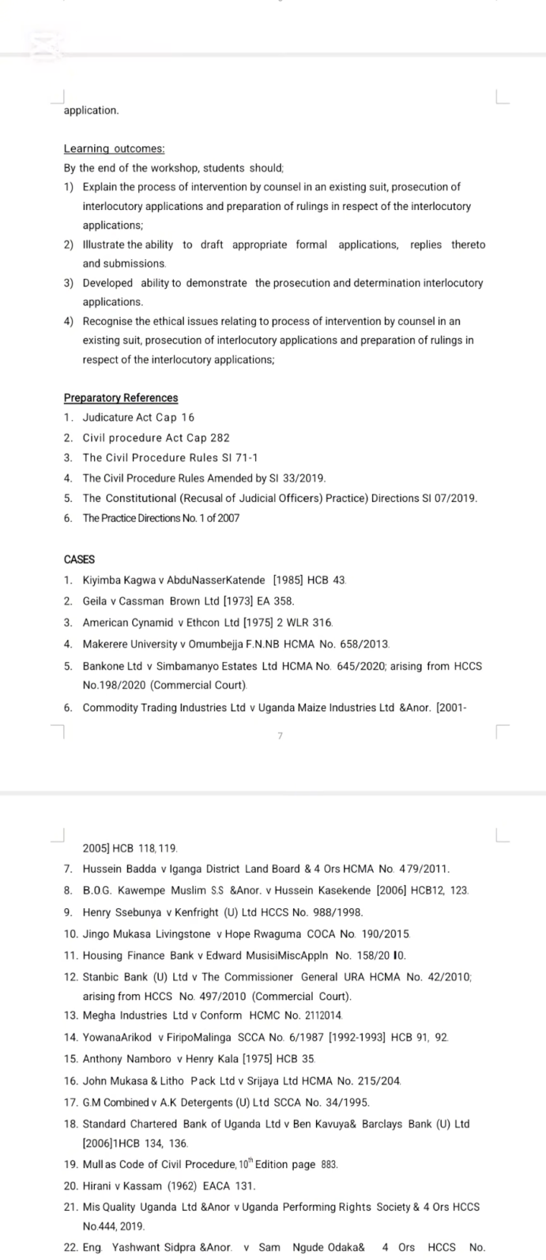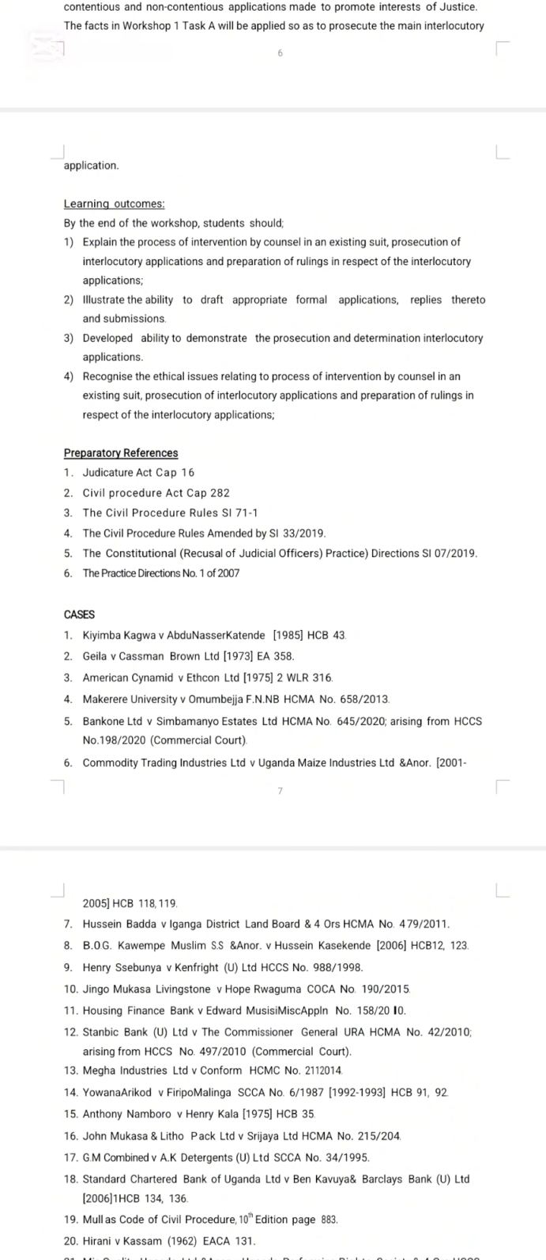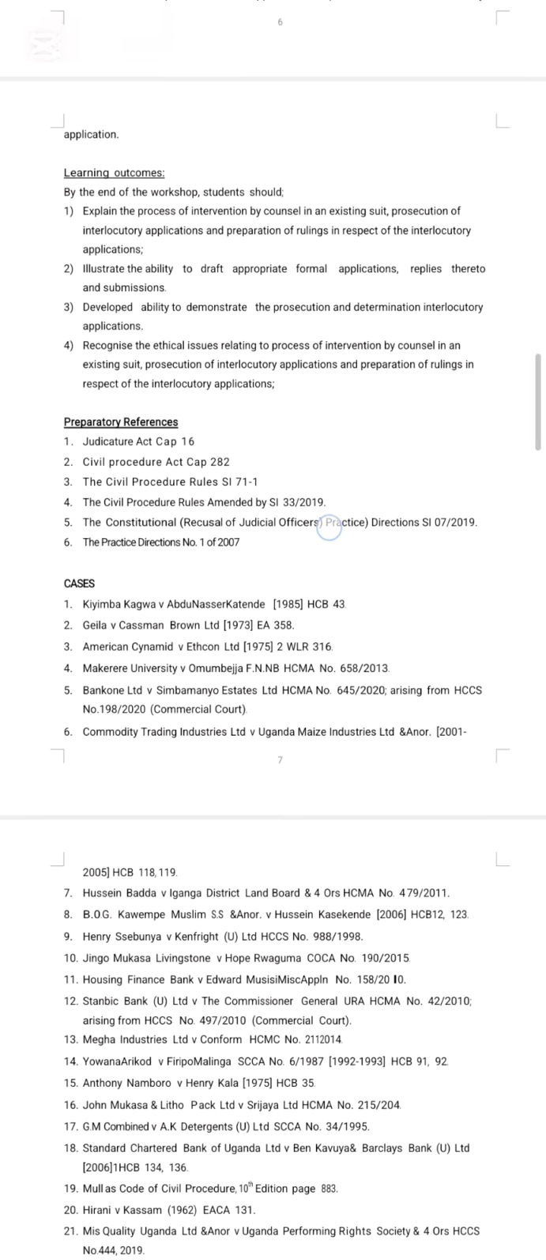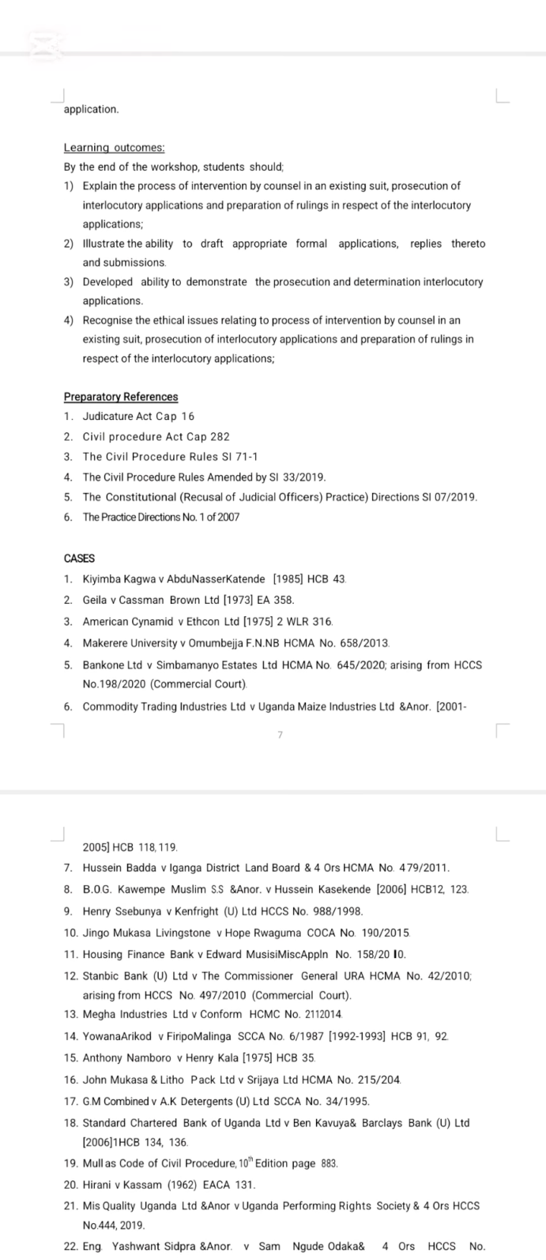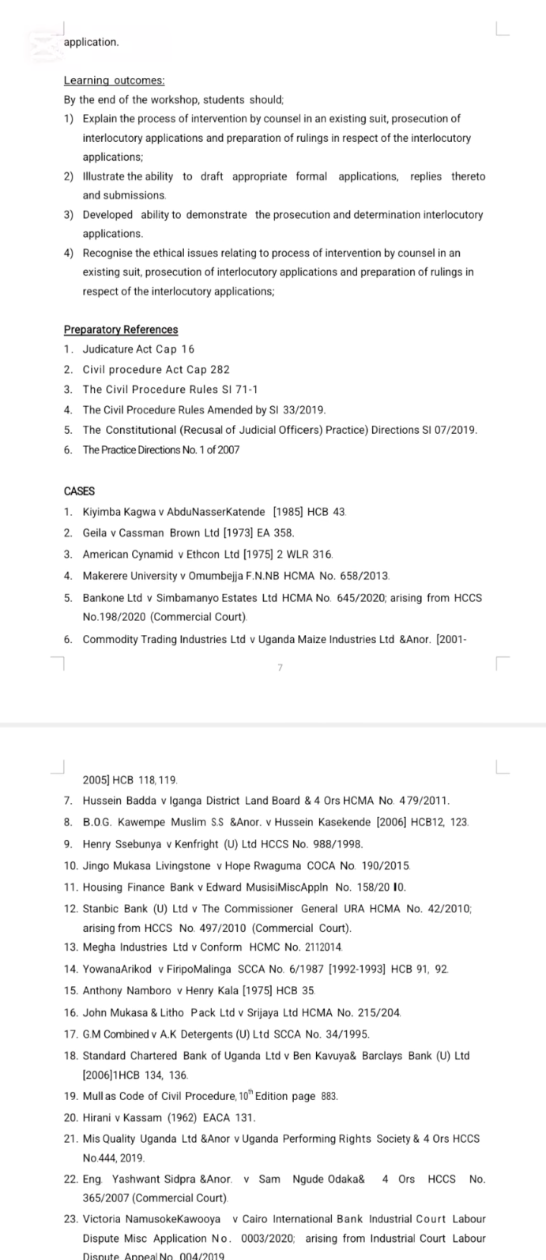1. Explain the process of intervention by counsel in an existing suit, prosecution of interlocutory applications, and preparation of rulings in respect of the interlocutory application. So basically, counsel can intervene by filing notice of change of advocates, but also what we call joint instructions. Then illustrate the ability to draft appropriate formal applications, replies thereto, and submissions. So we shall be looking at how you apply for temporary injunctions, and how you reply to those applications. Develop ability to demonstrate the prosecution and termination of interlocutory applications.